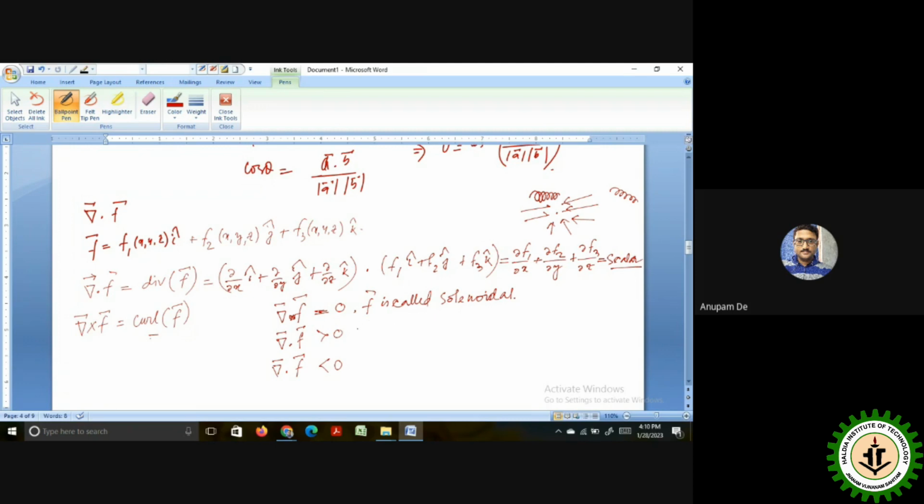If nabla dot f is greater than 0, then f will be called a source vector. What do you mean by source vector? What have you seen in the exam hall? If you have a good student writing the exam, from him all will be copied. Last time in the class test it happened. So that particular student is the source vector. His divergence is greater than 0, positive divergence.